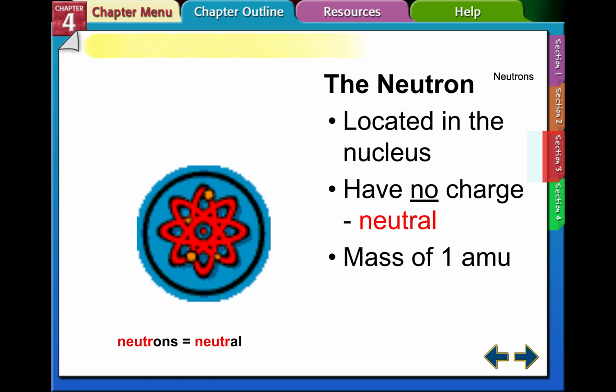The neutron is also located in the nucleus, and it has no charge, and that's where its name comes from. It is neutral, and it also has a mass of about 1 AMU. It's actually slightly more massive than the proton, but they have a very comparable mass.